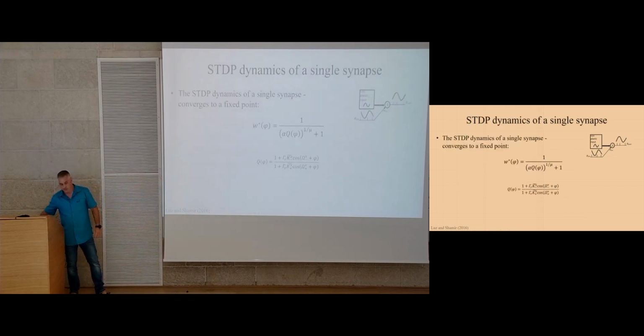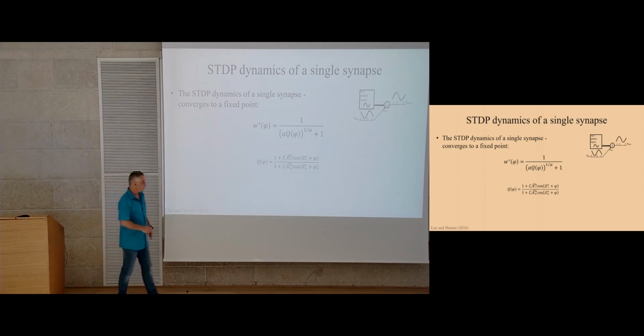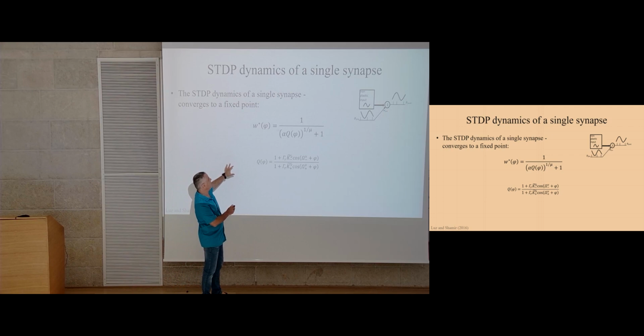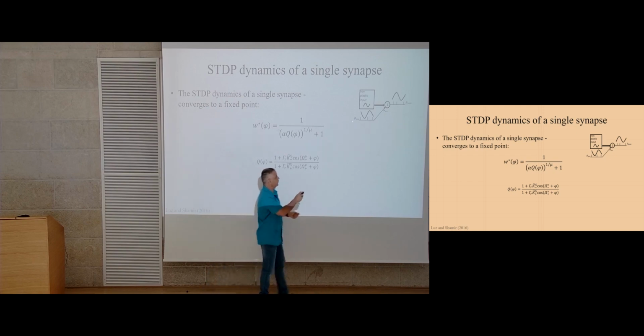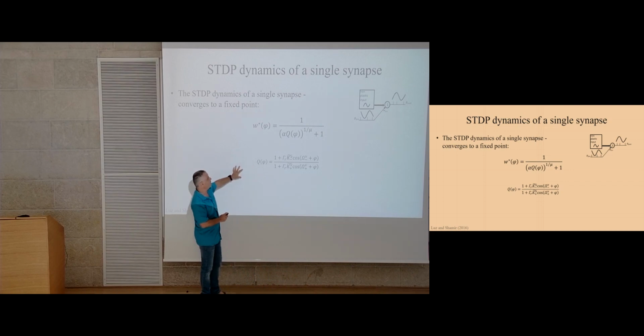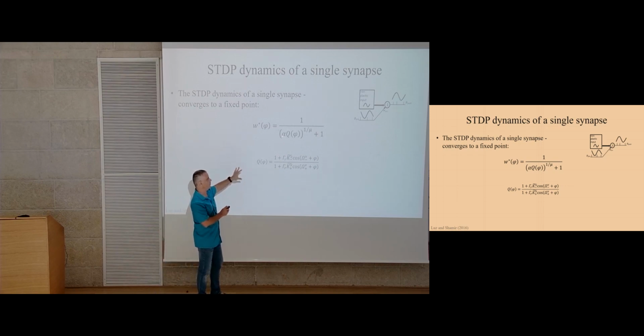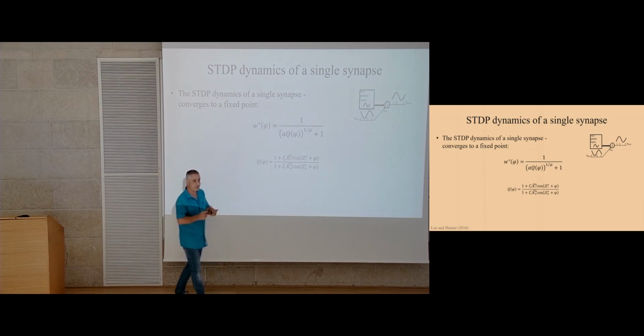So, when only a single synapse can be plastic, then essentially the synaptic weight will converge to a fixed point that depends on the phase difference between the phase of the presynaptic neuron and the phase of the postsynaptic neuron. And the utility of this theory is that we have complete understanding of each and every parameter of this model. We understand how the relative strength of depression affects the synaptic weight profile, how mu affects it, and how various features of the STDP rule affect it.